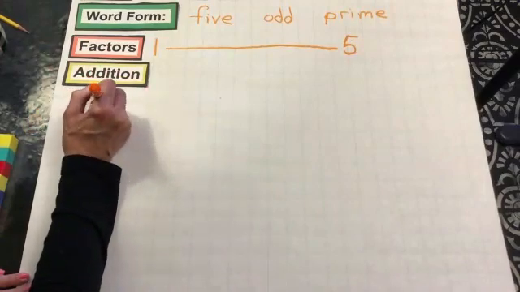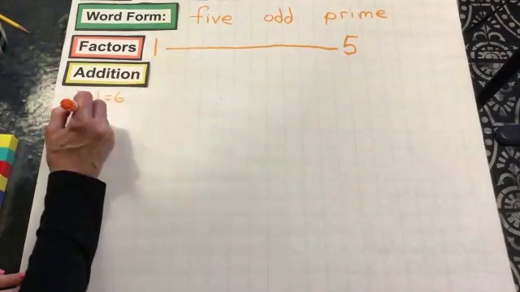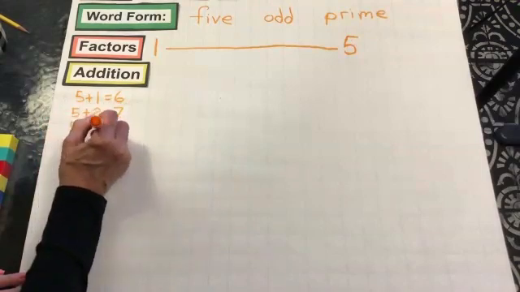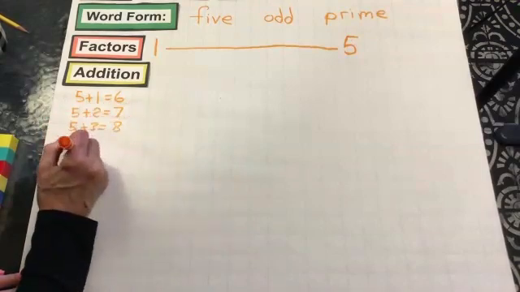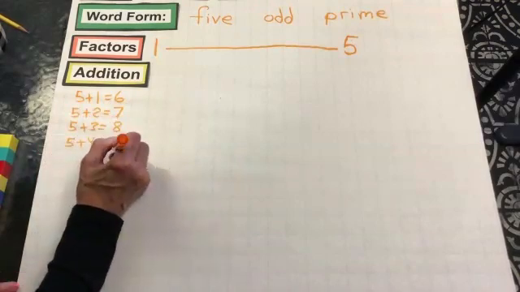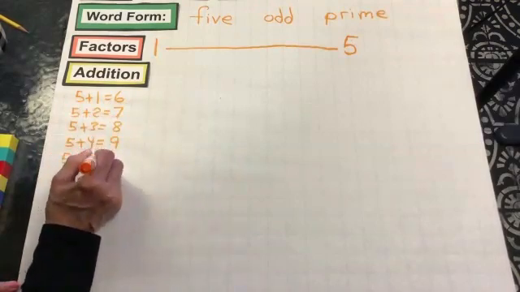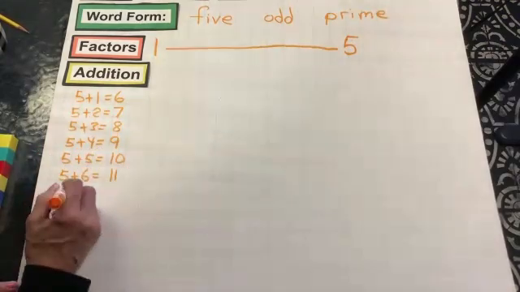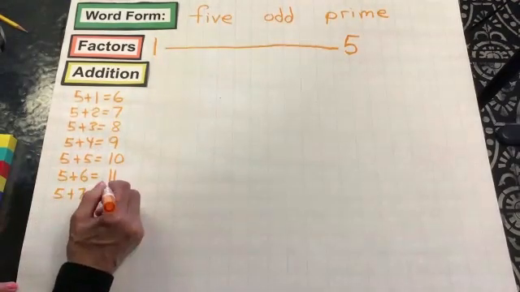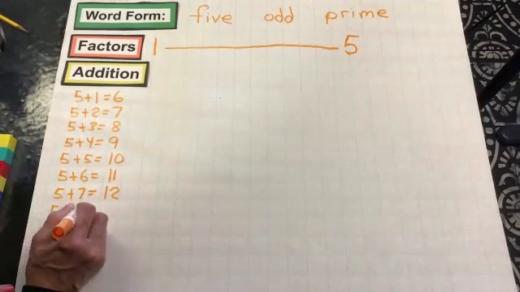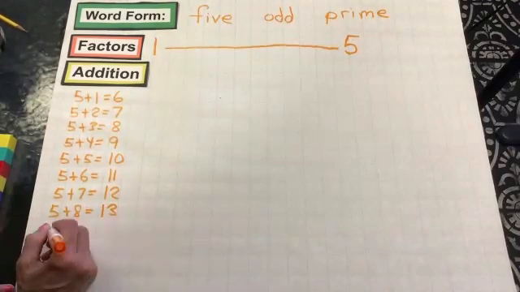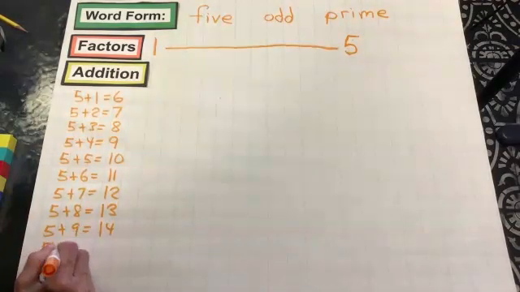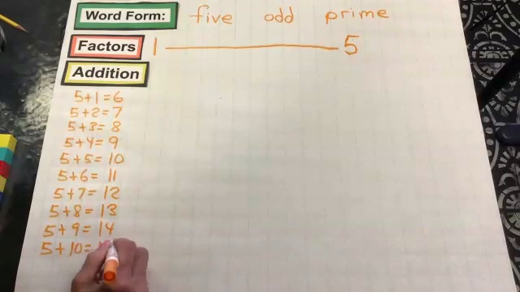So 5 plus 1 equals 6. 5 plus 2 equals 7. 5 plus 3 equals 8. 5 plus 4 equals 9. 5 plus 5 equals 10. 5 plus 6 equals 11. 5 plus 7 equals 12. 5 plus 8 equals 13. 5 plus 9 equals 14. And 5 plus 10 equals 15.